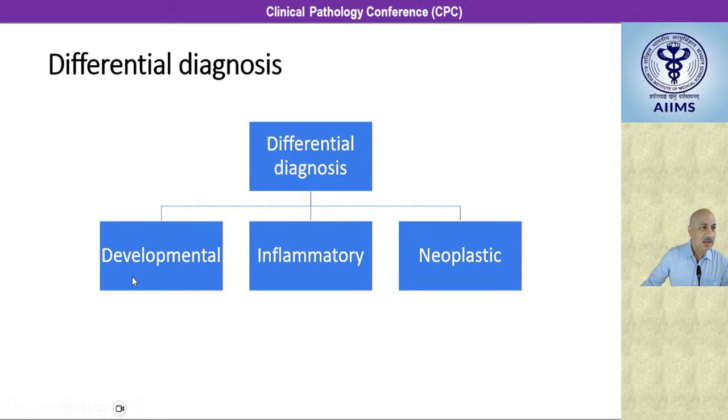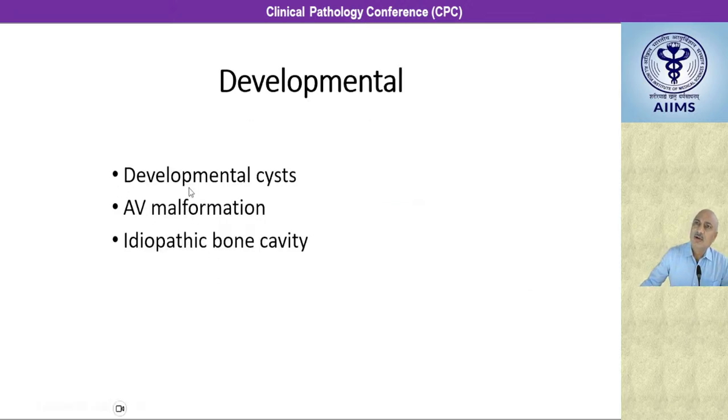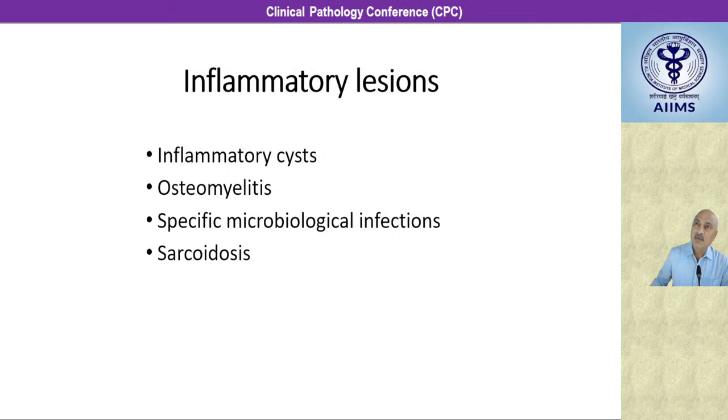Any lesion can be generally described as developmental, inflammatory or neoplastic. Because this lesion had no pain, and on radiograph developmental cysts look well corticated and well outlined. Hamartomas also do not show such features. Idiopathic bone cavities are also well corticated, single, small in size, going in between teeth. So these lesions can be easily ruled out. Inflammatory lesions also can be ruled out because there is no pain, tenderness, pus or purulence. There are no signs of infection, so microbiological and inflammatory causes can be excluded.